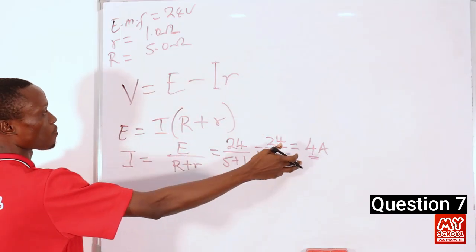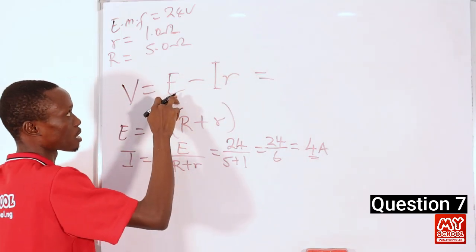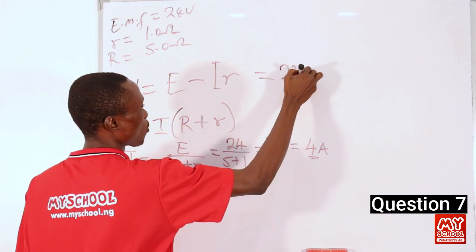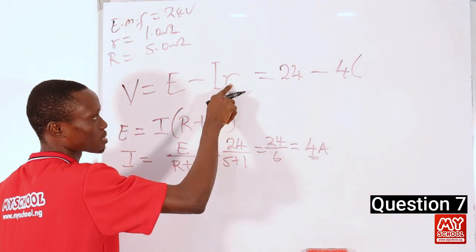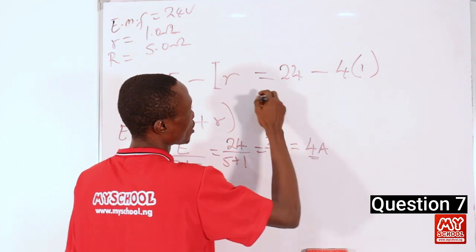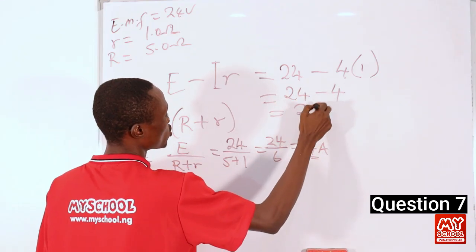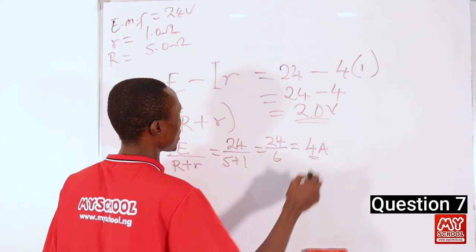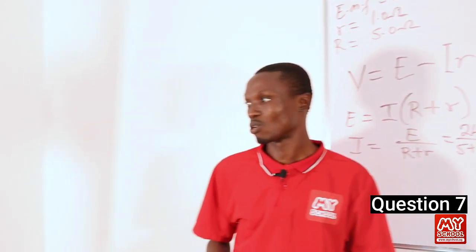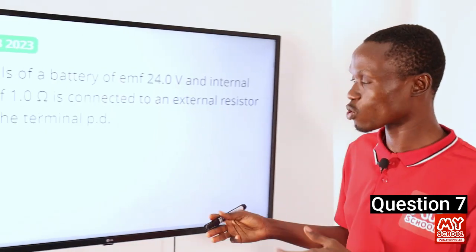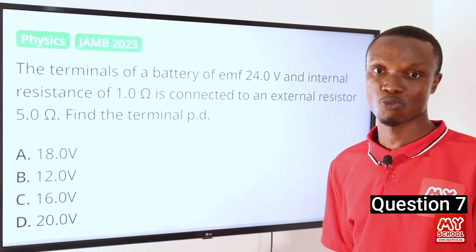So we can just substitute our value into this calculation. Since we are looking for terminal potential difference, we know that E, which is EMF, is equal to 24, then minus the current we just calculated, which is 4, bracket the internal resistance, which is 1. So this will give us 24 minus 4, which is 20 volts. So the answer to this question is 20 volts. Let's move over to the screen to pick the correct answer. From our calculation, option D is the correct option, 20.0 volts.